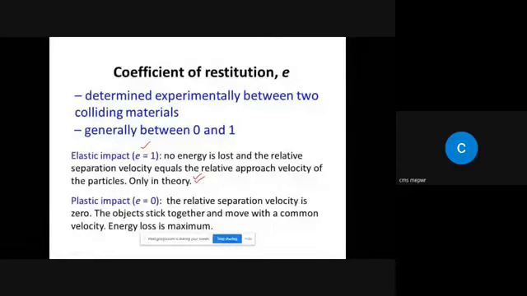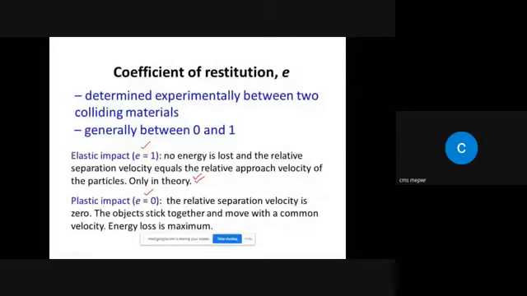Okay, then we have plastic impact. In plastic impact there will be some permanent deformation, and in case of purely plastic impact, the value of coefficient of restitution E will be 0. In that case, the relative separation velocity is 0, meaning the objects stick together after the collision and then move with a common velocity. And in this case, the energy loss will be maximum.